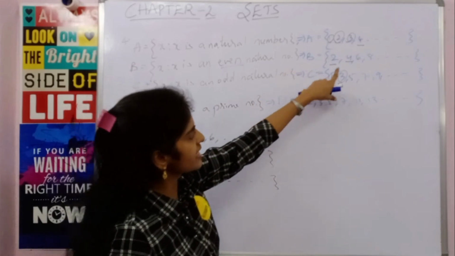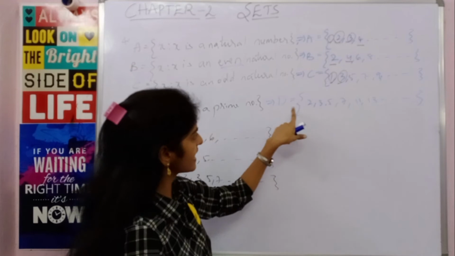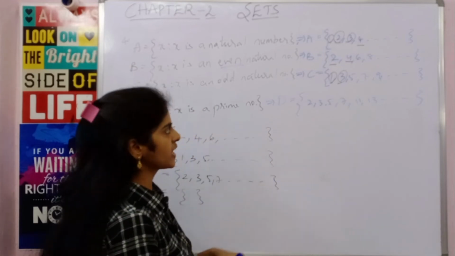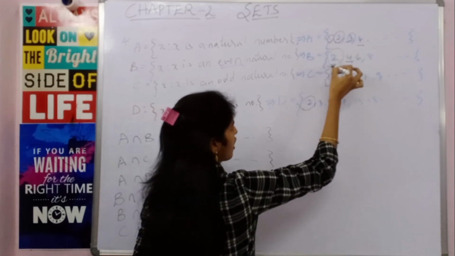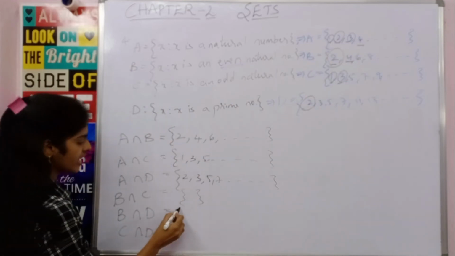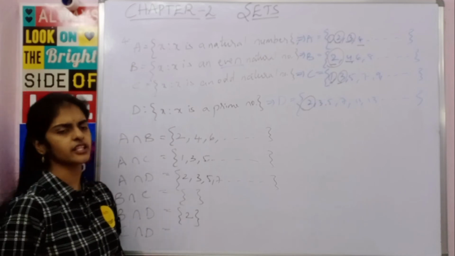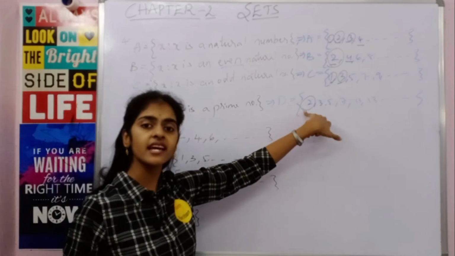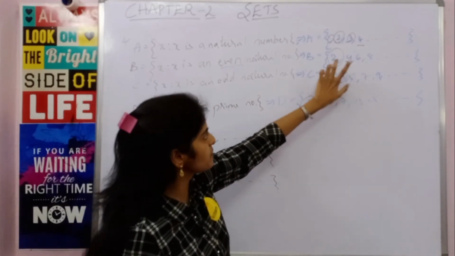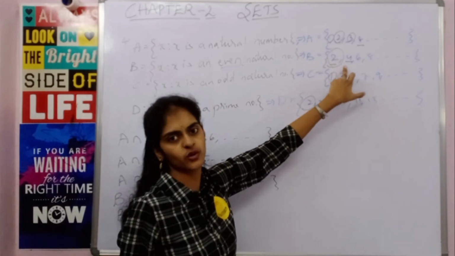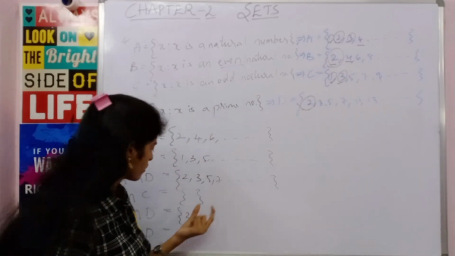Now what is B intersection D? B is a set containing elements 2, 4, 6, 8, even numbers, and D contains prime numbers. Now you can see in B and D you have only one common number, which is 2. You know that 2 is the only even prime number. You have learnt it in your lower classes. There are no other prime numbers which are even, and B contains even numbers only. So here you don't have any other even number other than 2. So 2 is the only common element.